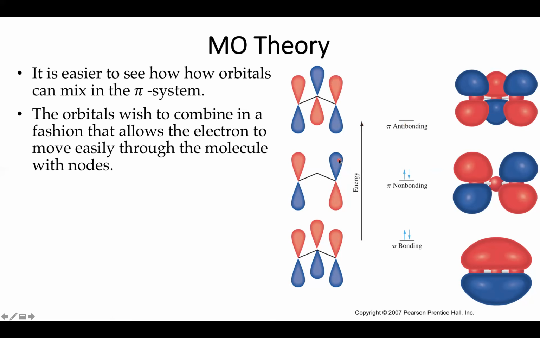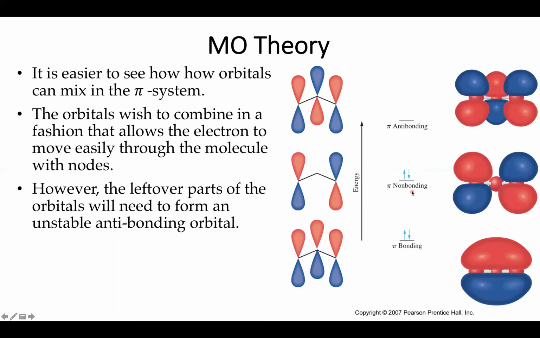And as a result, the last one is going to be what we call a non-bonding orbital. There's going to be one node in the middle that doesn't allow any movement from one set of electrons on one p orbital to another p orbital. So what I have when I end up putting these remaining 4 electrons in the system is I've got 2 electrons in a bonding orbital, and I've got 2 electrons in this non-bonding orbital, and then I have all my leftover parts making this unfilled, very unstable anti-bonding orbital.